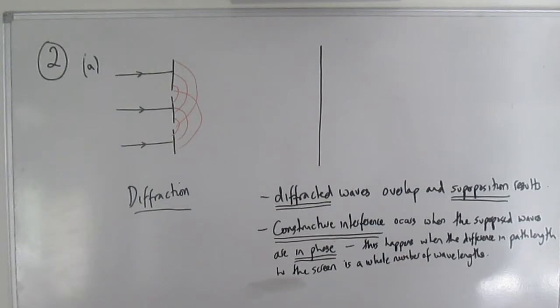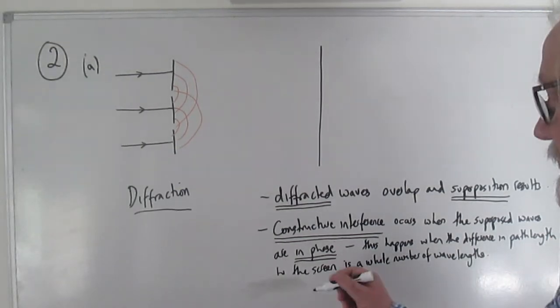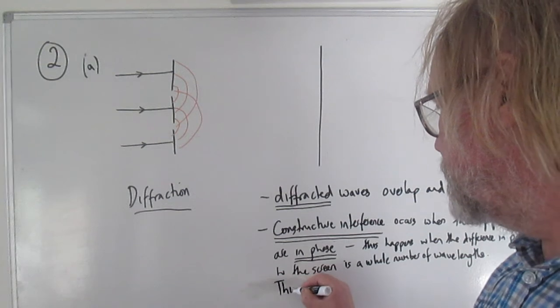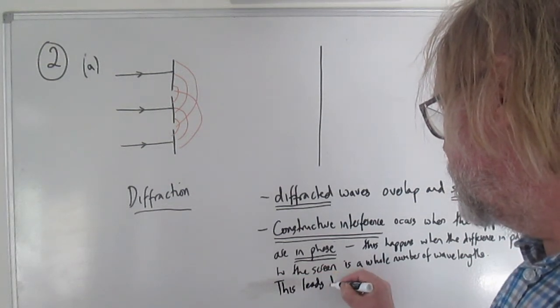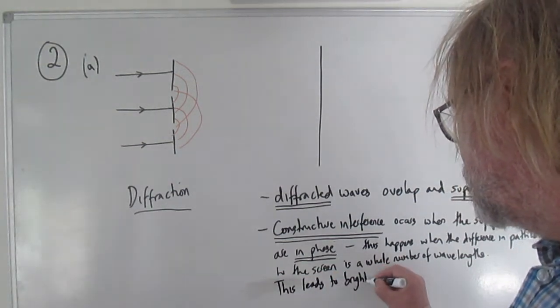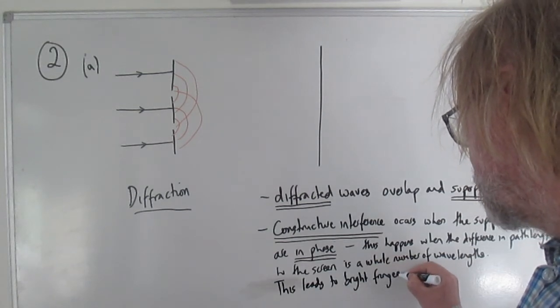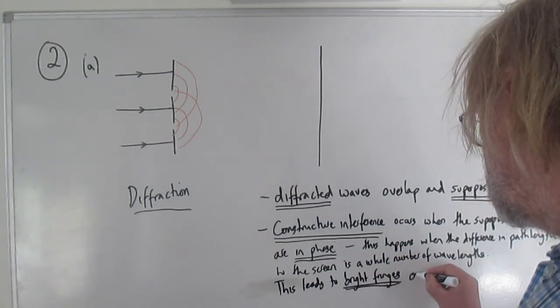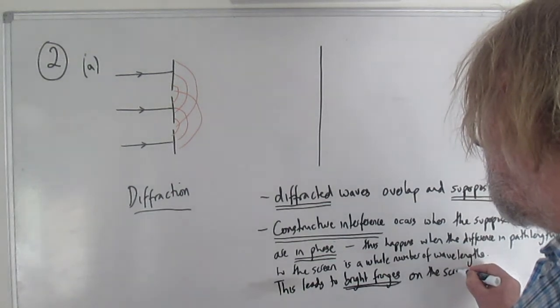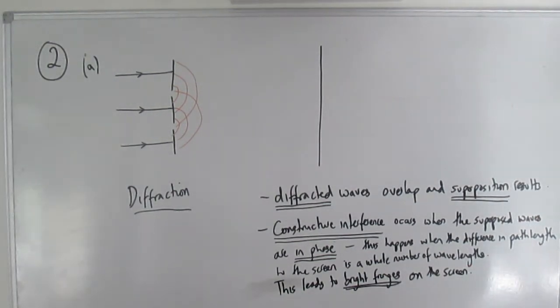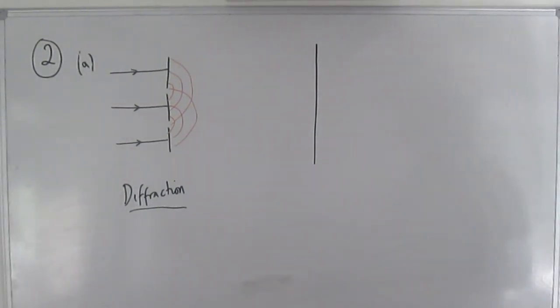And then you really have to spell out, don't just kind of leave them to figure it out, that where you get constructive interference, that's where you get the bright fringes on the screen. So this leads to bright fringes on the screen. Then you have to go on and explain explicitly where the dark fringes come from. Don't just kind of imply, well, you know, that's the other places. You have to really spell things out.